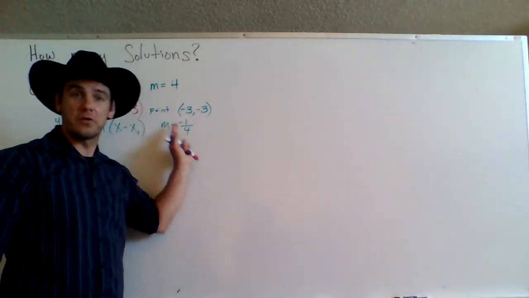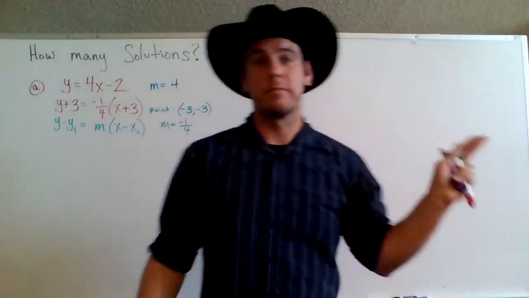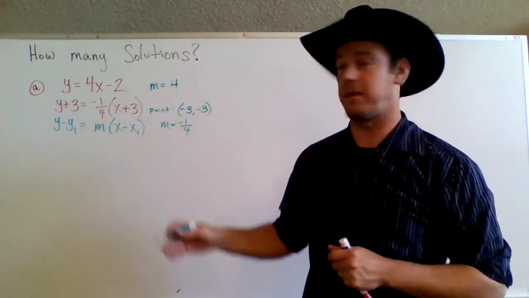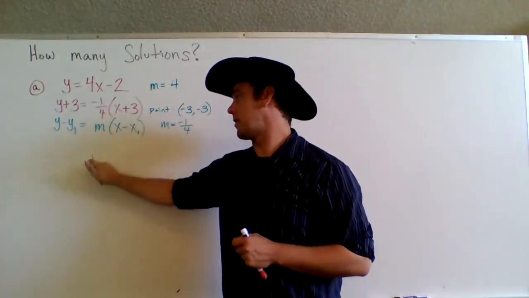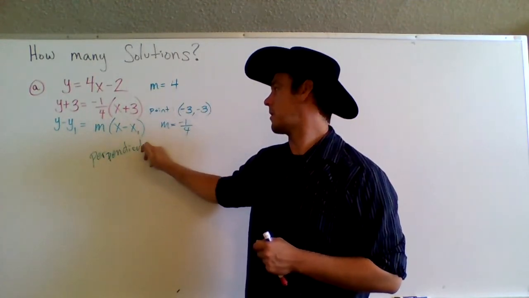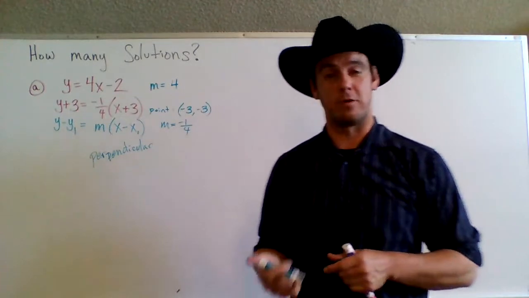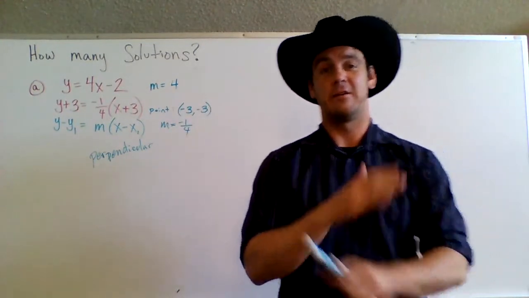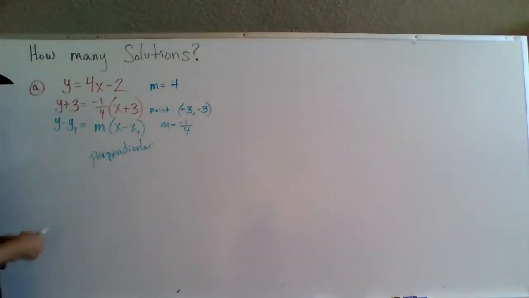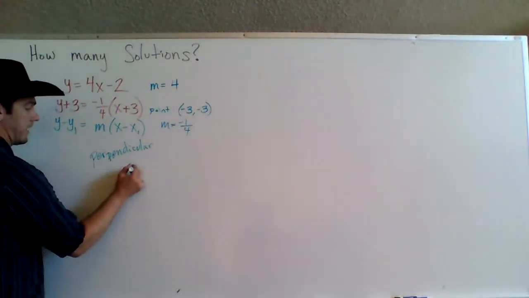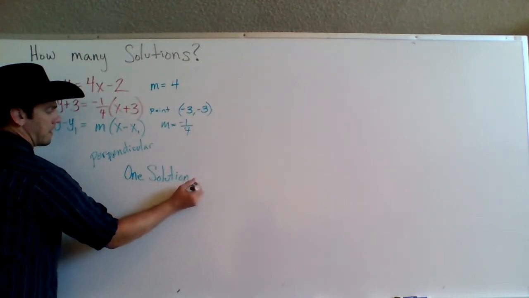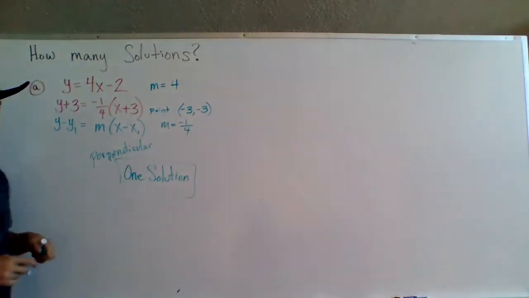So the thing I know about slopes is these are opposite reciprocals, which means these two lines are perpendicular to each other. Perpendicular lines will cross once at 90-degree angles. So just by knowing that information, I don't have to go through and solve. I can just say one solution, because they are perpendicular lines.